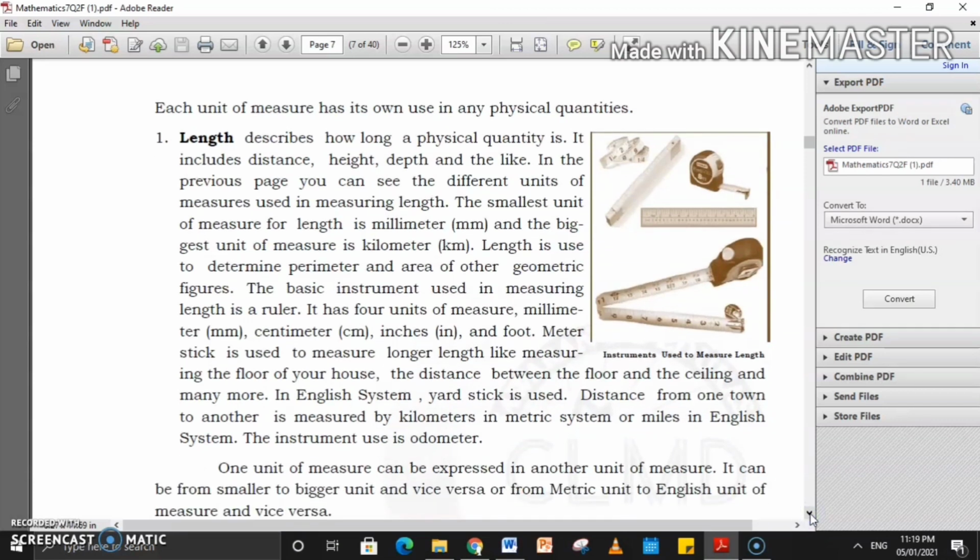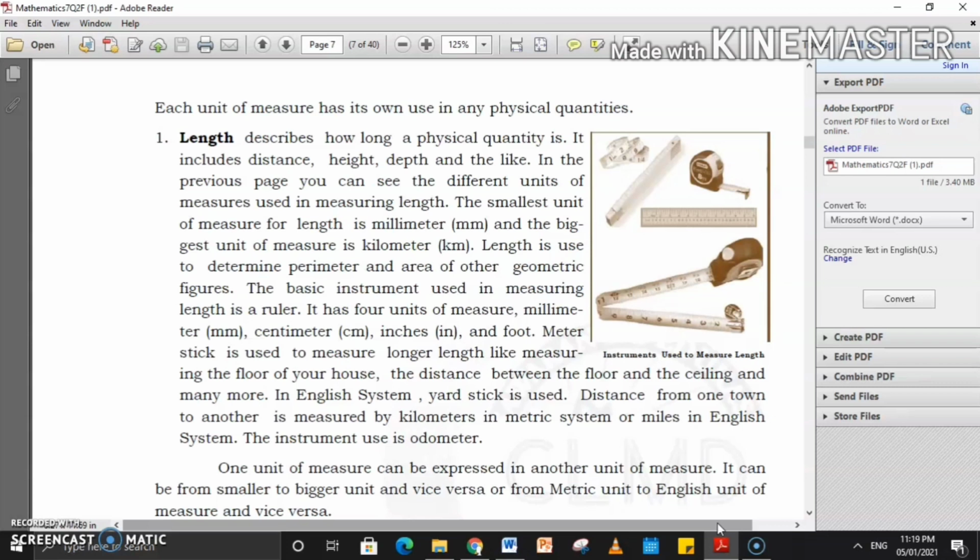So, meron tayong mga instrument na ginagamit in measuring length. Ang una dyan is yung ruler. So, ang ruler ay merong 4 units of measure. Kung makikita nyo sa ruler, meron siyang millimeter, merong centimeter, merong inches, at meron ding ruler na merong foot. Okay? Then, meron din naman tayong mas mahaba sa ruler, which is the meter stick.